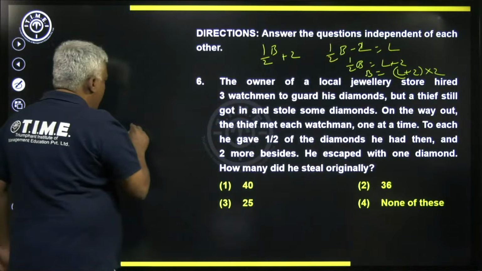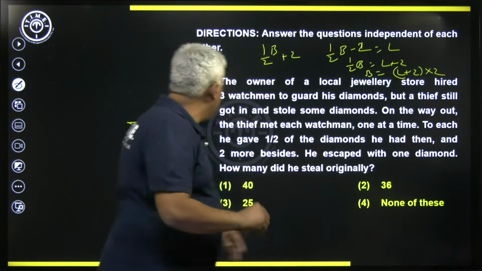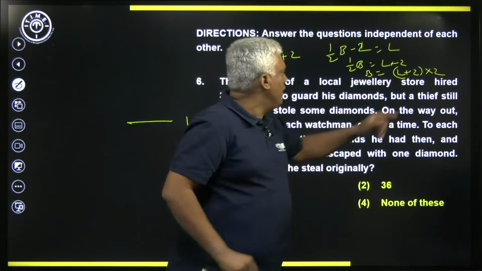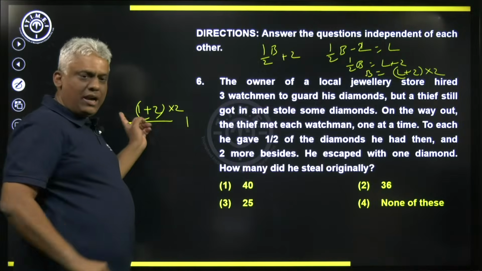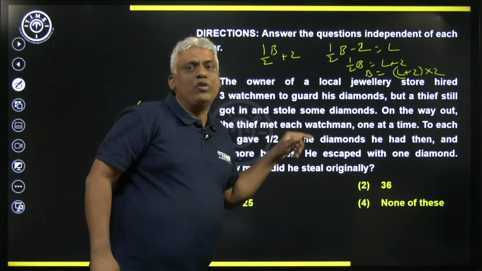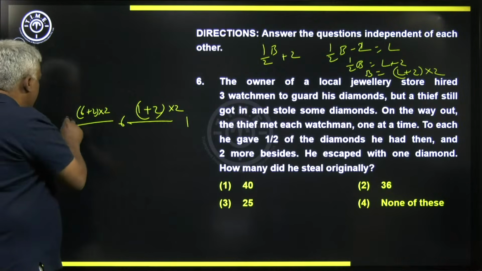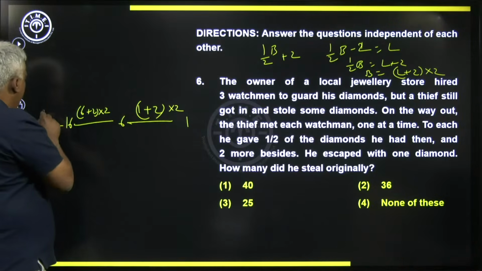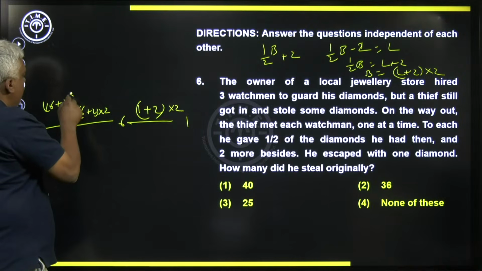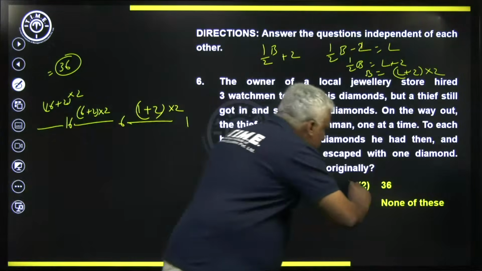You see that after he gave to the third guard, he was left with one diamond. He escaped with one diamond. So L is 1. Just add 1 plus 2 and multiply by 2: what he had before giving to the third guard is 6. Again add 6 plus 2 and multiply by 2, so 16. This is what he had before giving to the second one. Now 16 plus 2 and multiply by 2 is what he had before giving to the first one, right? So the answer is 36, which is option 2.